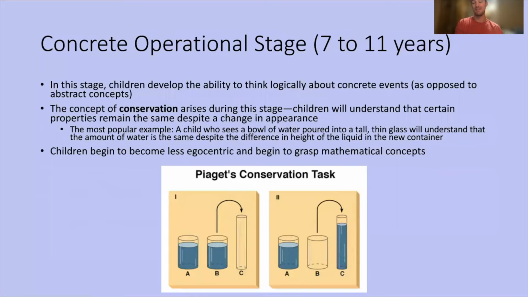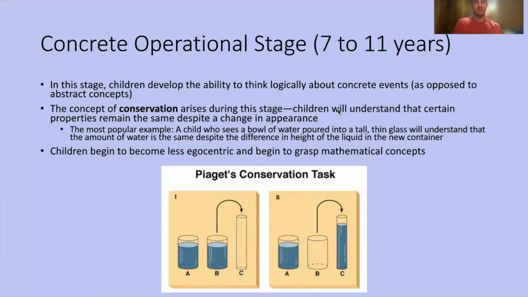If they have not developed that, though, the fact that the liquid is so much higher in the container marked C than the container marked A, they might think that there is more liquid in C. So if they respond and say that there is more liquid in C, even though they saw B being poured into C, they have not yet developed conservation. But usually by 11 years, children are able to understand conservation, and it works for them.